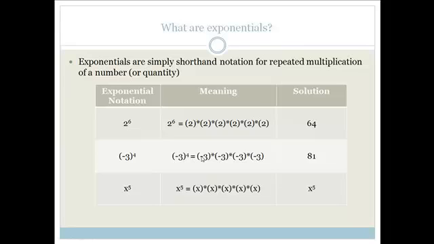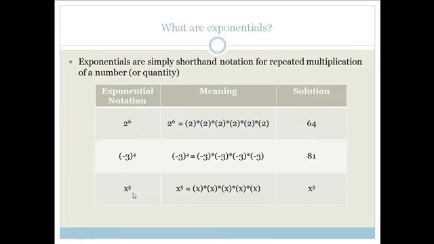Keep in mind that you need to be very careful when working with negative numbers when you're dealing with exponentials, because the sign may be positive or negative. The solution may be positive or negative. So be careful when working with those negatives because I know they can be tricky at times.